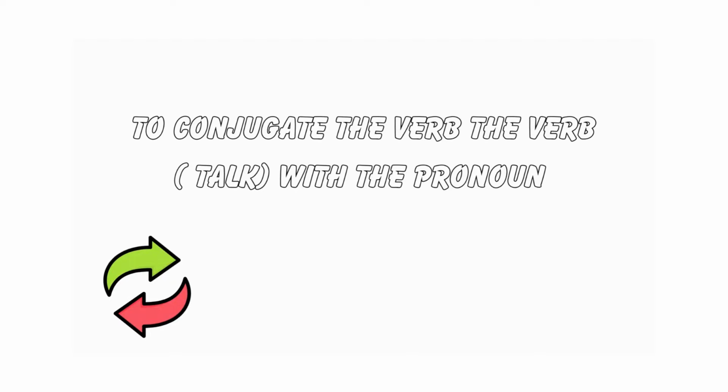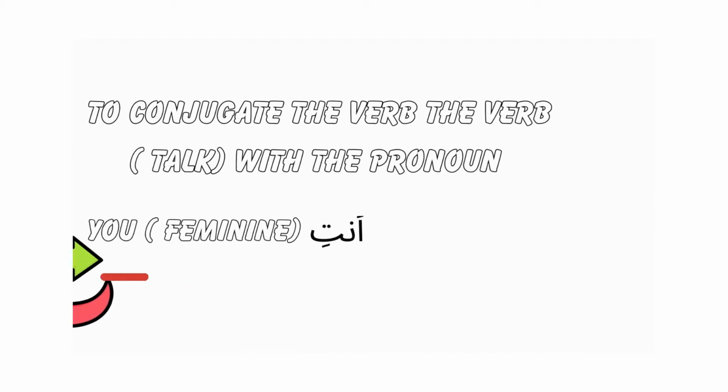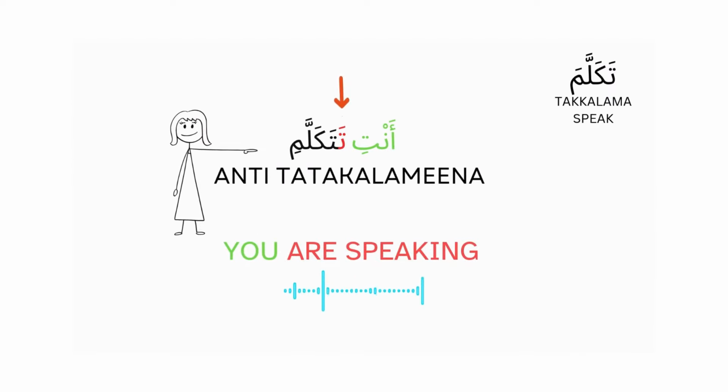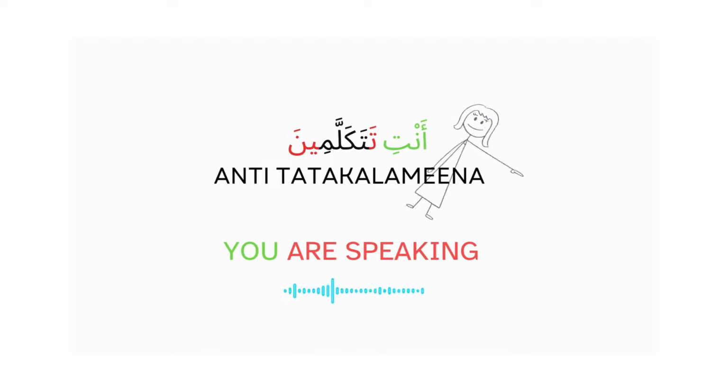And to conjugate the verb talk with the pronoun أنتِ, we will start with the infinitive form of the verb تكلم, as we mentioned before. First, as we see here, we need to add a ta at the beginning of the verb. أنتِ تتكلمي. Then we need to add ya noon at the end of the verb. Finally, the verb will be أنتِ تتكلمين, which means you are speaking.